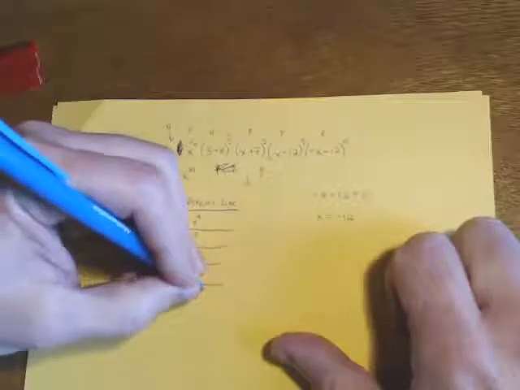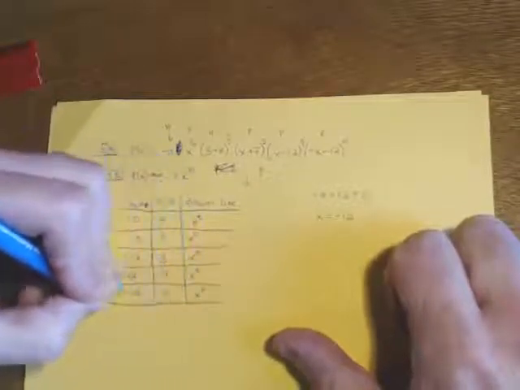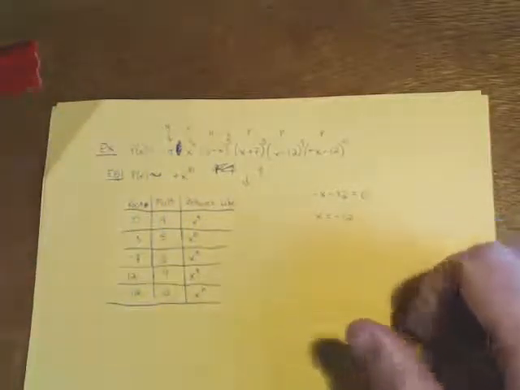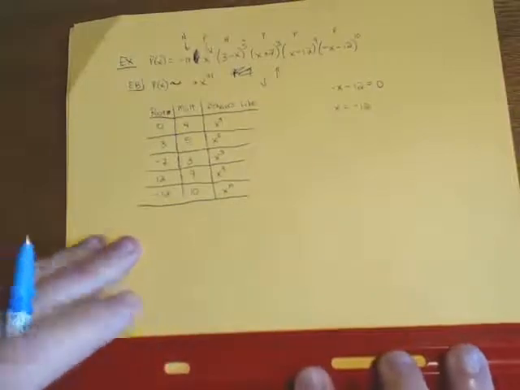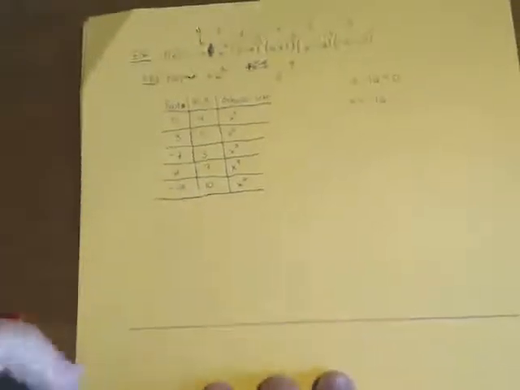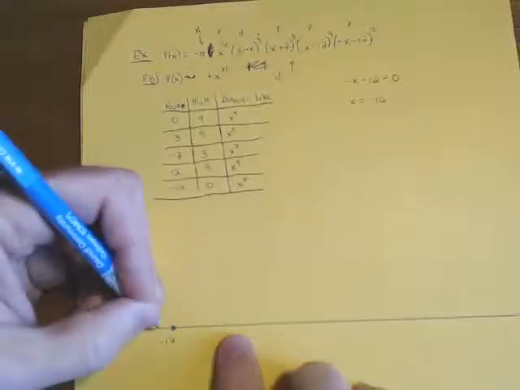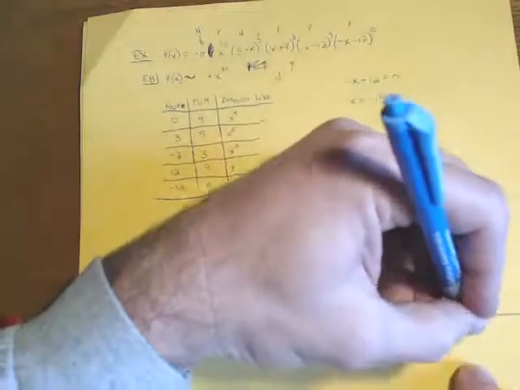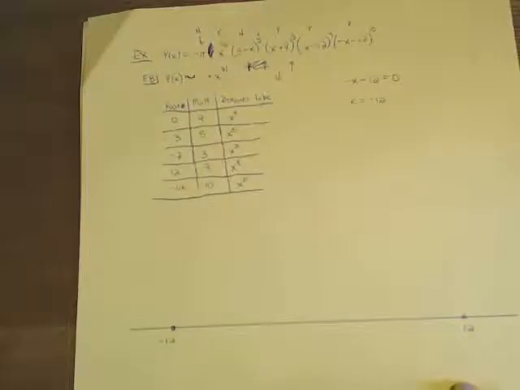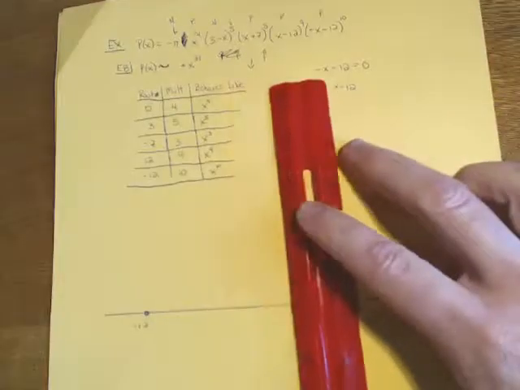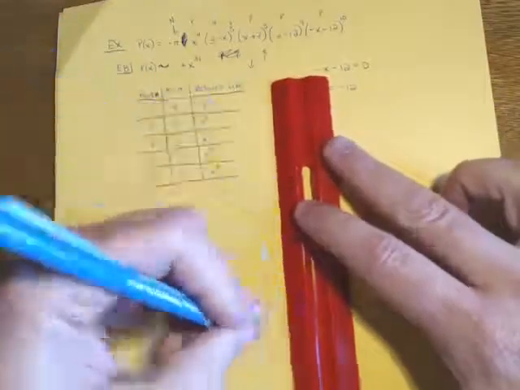And it acts locally like x to the 10th. That's an exponent of 10 there. All right. Now I'm going to plot these points on the real number line. You can see that right there. Let's see. 12 and negative 12 are our most extreme roots. So here's 12, negative 12, and I'll put positive 12 all the way over there. Therefore, halfway in between will be my y-axis. Okay.